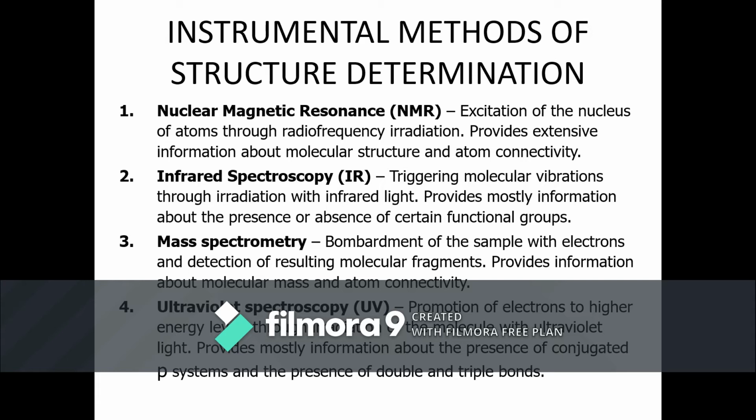And last, ultraviolet spectroscopy, the UV, which is the promotion of electrons to higher energy levels through irradiation of the molecule with ultraviolet light. It provides mostly information about the presence of conjugated pi systems and the presence of double and triple bonds.